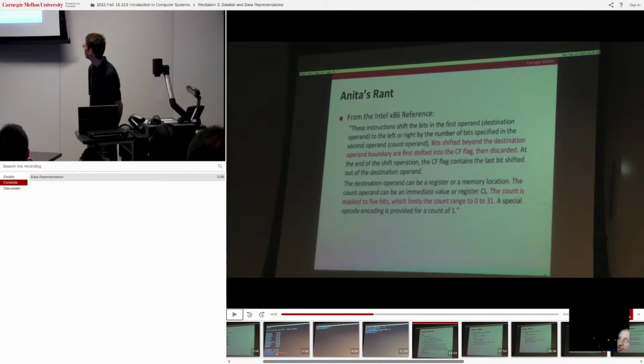These instructions shift the bits in the first operand to the left or right by the number of bits specified in the second operand. Bits shifted beyond the destination operand boundary are first shifted into the CF flag, then discarded. At the end of the shift operation, CF flag contains the last bits shifted out of the destination operand. The destination operand can be a register or a memory location. The count operand can be immediate value or the register CL. The count is masked to 5 bits, which limits the count range to 0 to 31. A special opcode encoding is provided for the count of 1.